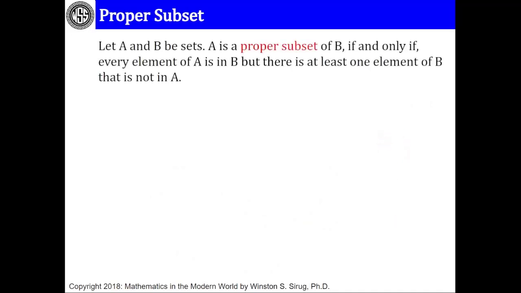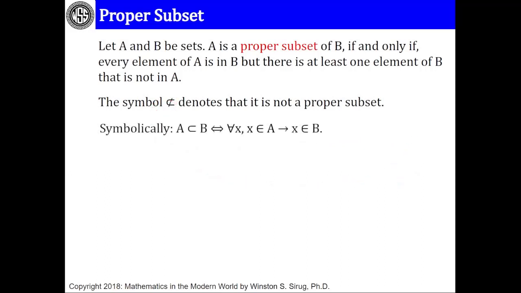Okay, so we have proper subset. Let A and B be sets. So A is a proper subset of B if and only if every element of A is in B but there is at least one element of B that is not in A. Okay, ulitin ko. A and B are sets. So A is a proper subset of B if and only if every element of A is in B but there is at least one element of B that is not in A. Okay? So, one element of B. So, the symbol na ito, it denotes that it is not a proper subset.